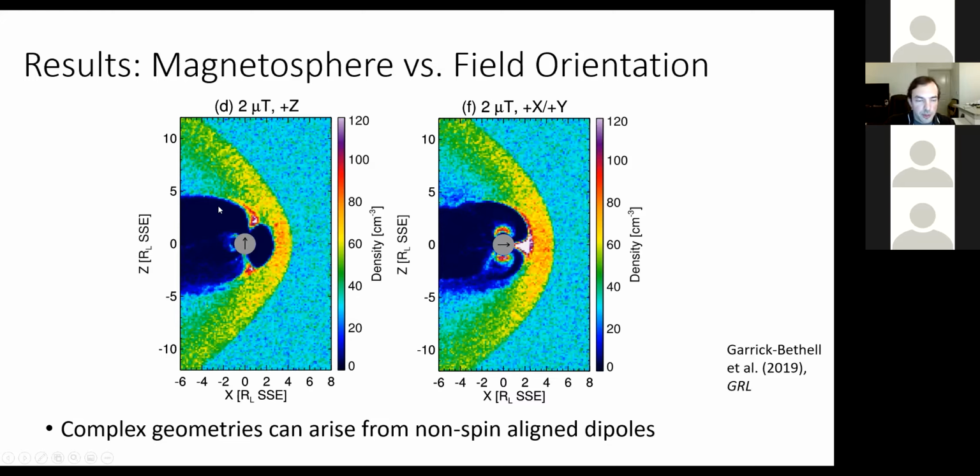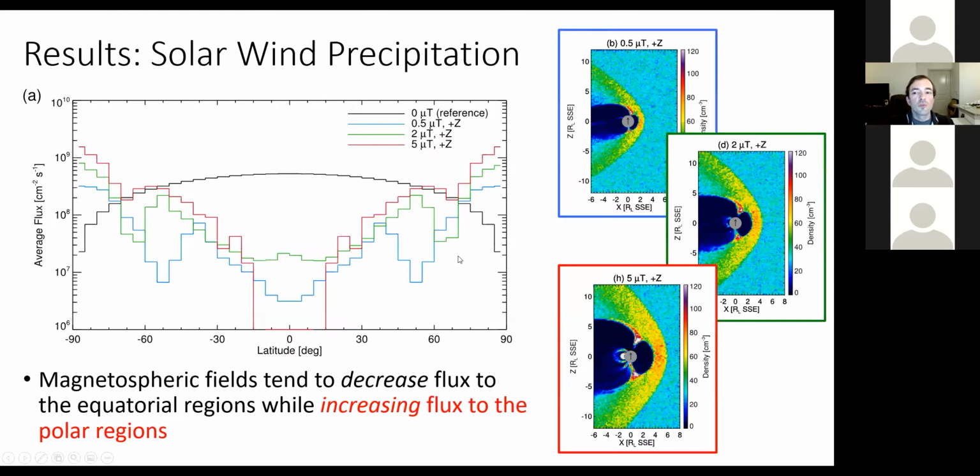I'll call these things cusps, and these cusps are important because that's where the plasma can get to the surface of the Moon. Here's a summary of how much solar wind used to reach the surface of the Moon. The pattern is pretty similar. You can see the flux here and the latitude. At the equator, for these cases with the North Pole aligned with the spin pole, very little flux is getting to the equator. At 5 microtesla, it's really very little flux. So you would expect no solar wind implantation, or very little, at this field intensity.